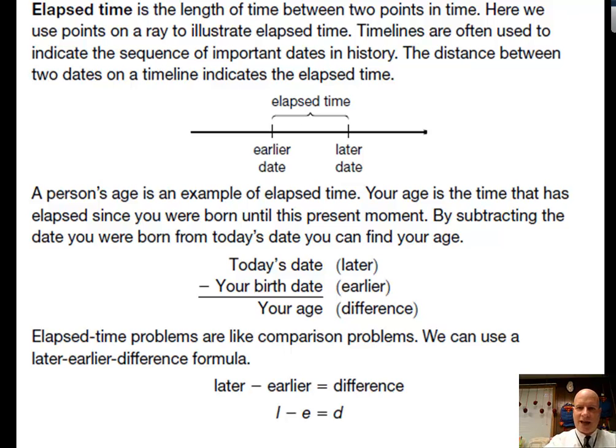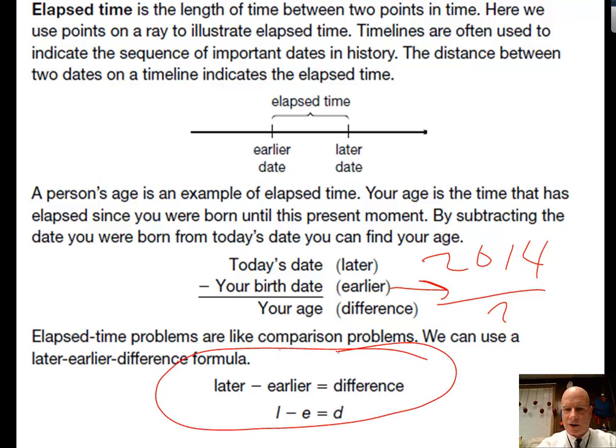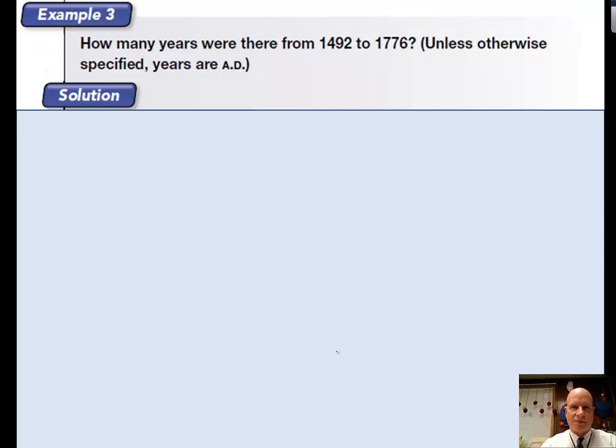So if you take today's date, and while we're making this particular video right now, we've got 2014, minus whenever you were born would tell us how old you are. So again, we're using the later minus earlier equals difference instead of using larger minus smaller equals difference. So let's practice a few of these.